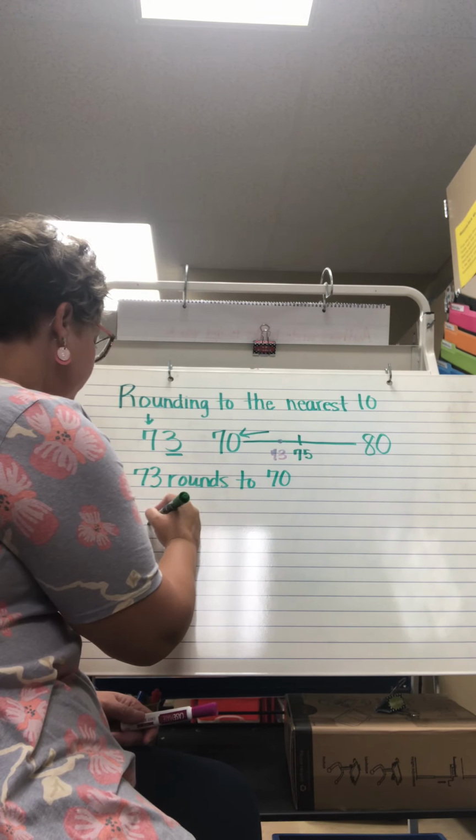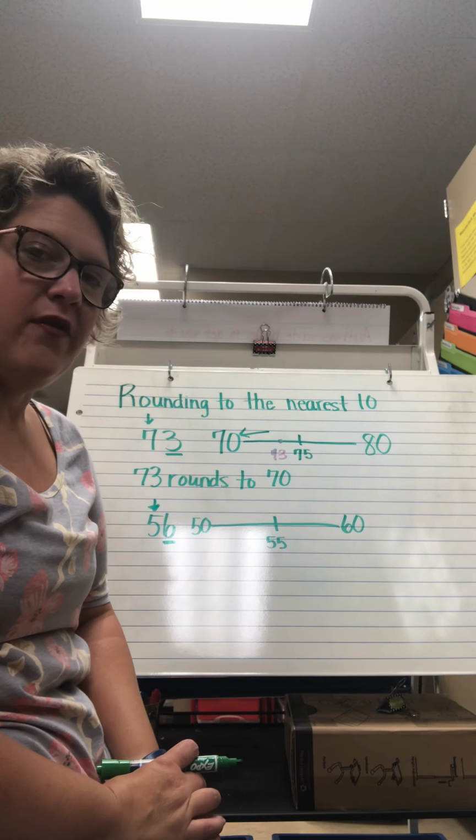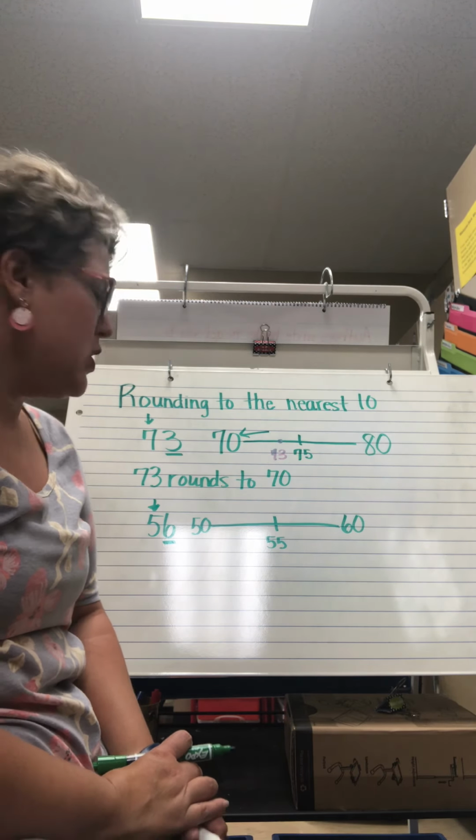Remember, the number that might change is our 10, but we have to look at the ones to see if the ones are bossy enough or strong enough to make us go forward, or if it makes us go backwards. So again, I'm going to label 56 on the number line, right after 55. Remember, I told you when that ones digit is 5 or larger, then it's strong. So in this case, 56 is strong enough to push it forward to 60. So 56 rounds to 60.